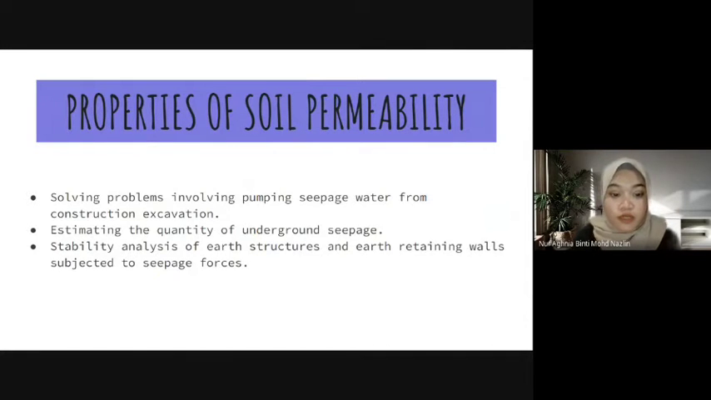Applications of soil permeability. First, solving problems involving pumping seepage water from construction excavation. Secondly, estimating the quantity of underground seepage. And lastly, stability analysis of earth structures and earth retaining walls subjected to seepage forces.